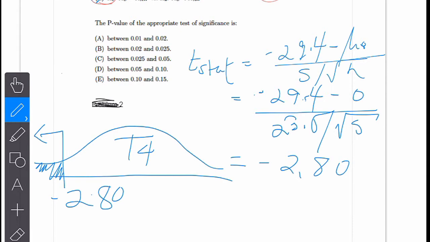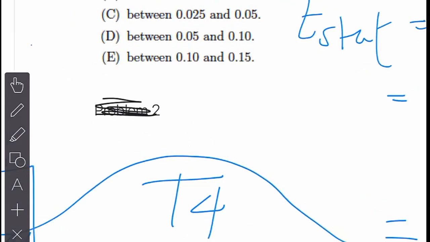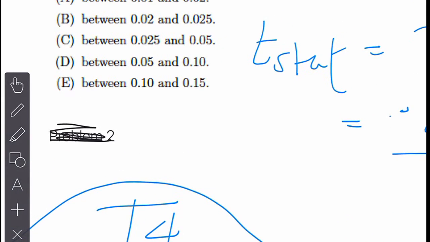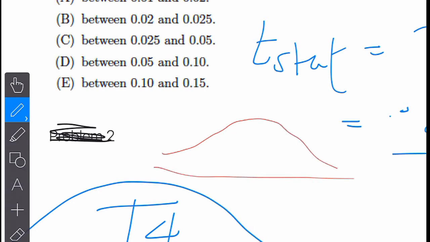So let's look at the table. You remember that you're only going to get the right side. In the table you're only going to see this way. But nonetheless, check on the right side for 2.80 and see what you get, and then because of the symmetry we can say it's the same on the other side. So what's the probability of this?